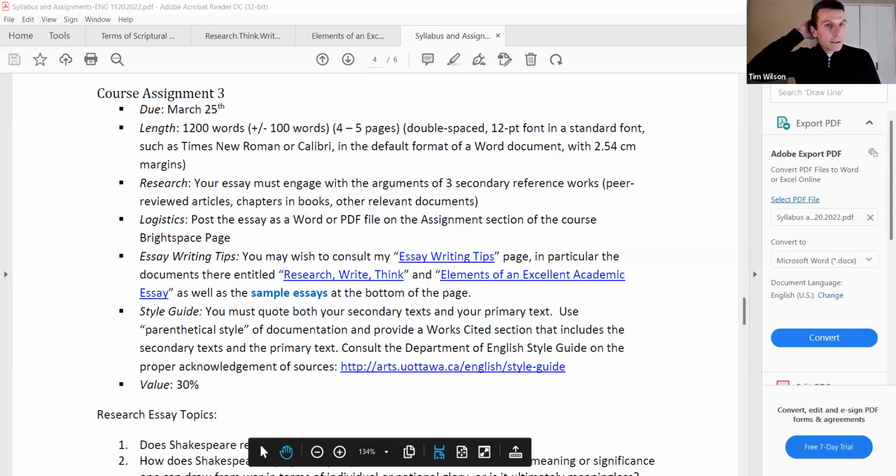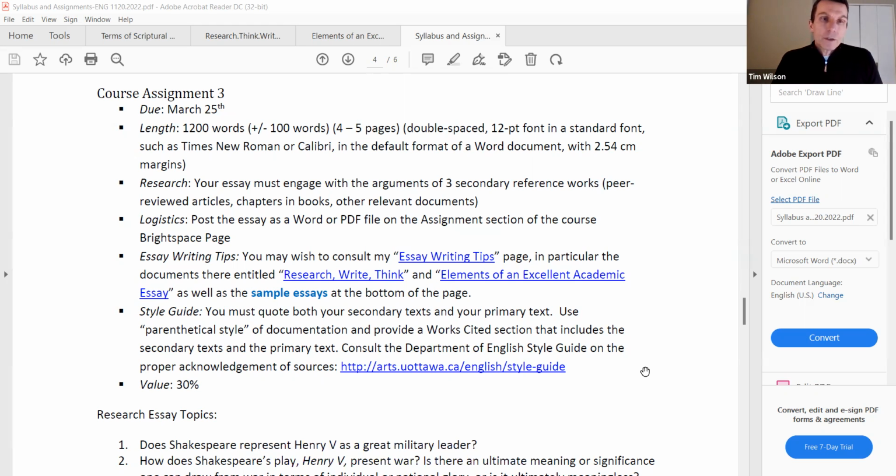But tonight, rather than dive right into that, I wanted to take some time and go over expectations and things to keep in mind as you prepare for the third assignment, which is the research essay. So what I'd like to do is call up a couple of documents here. We'll start with the syllabus, so we can remind ourselves of the description of this assignment, the third assignment. It's due March 25th.